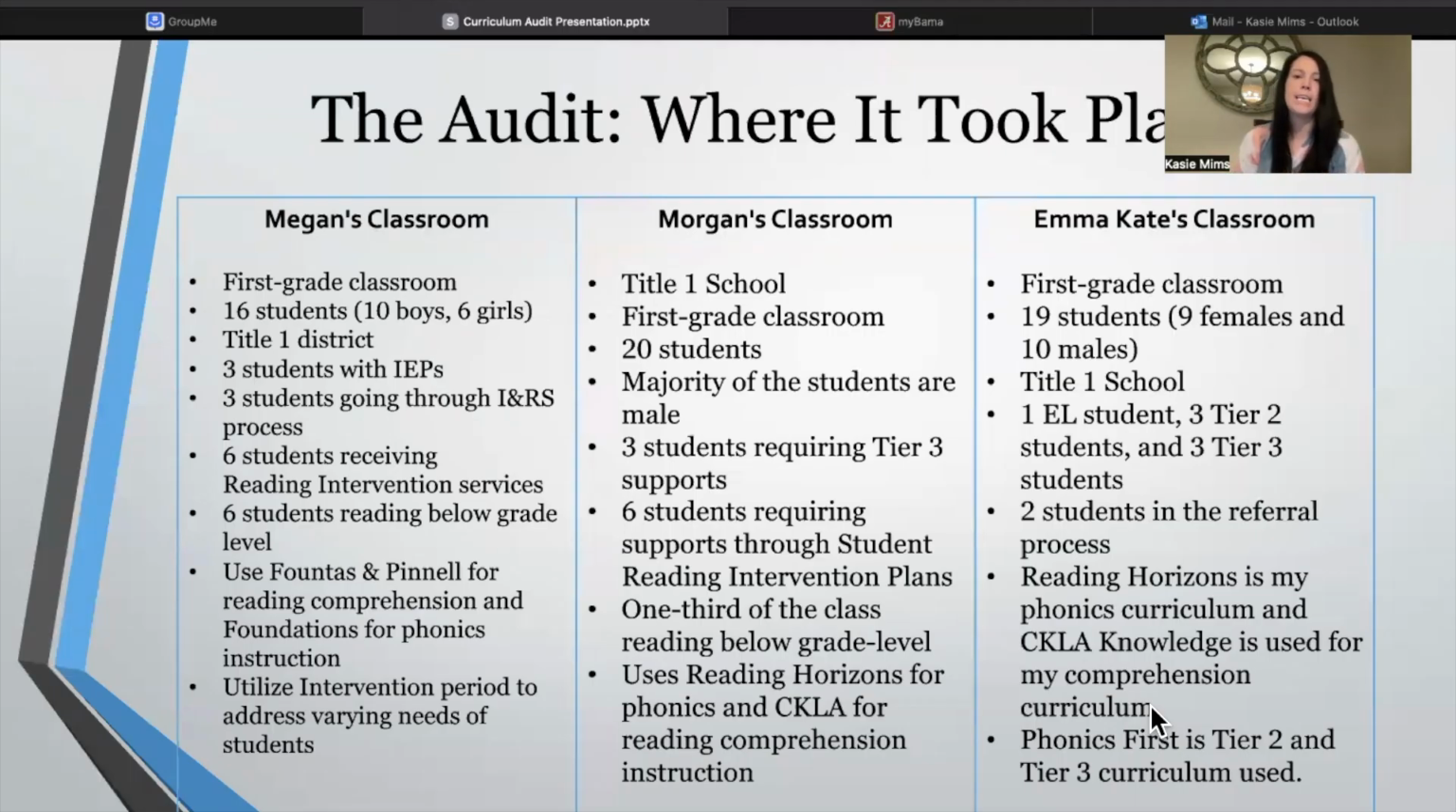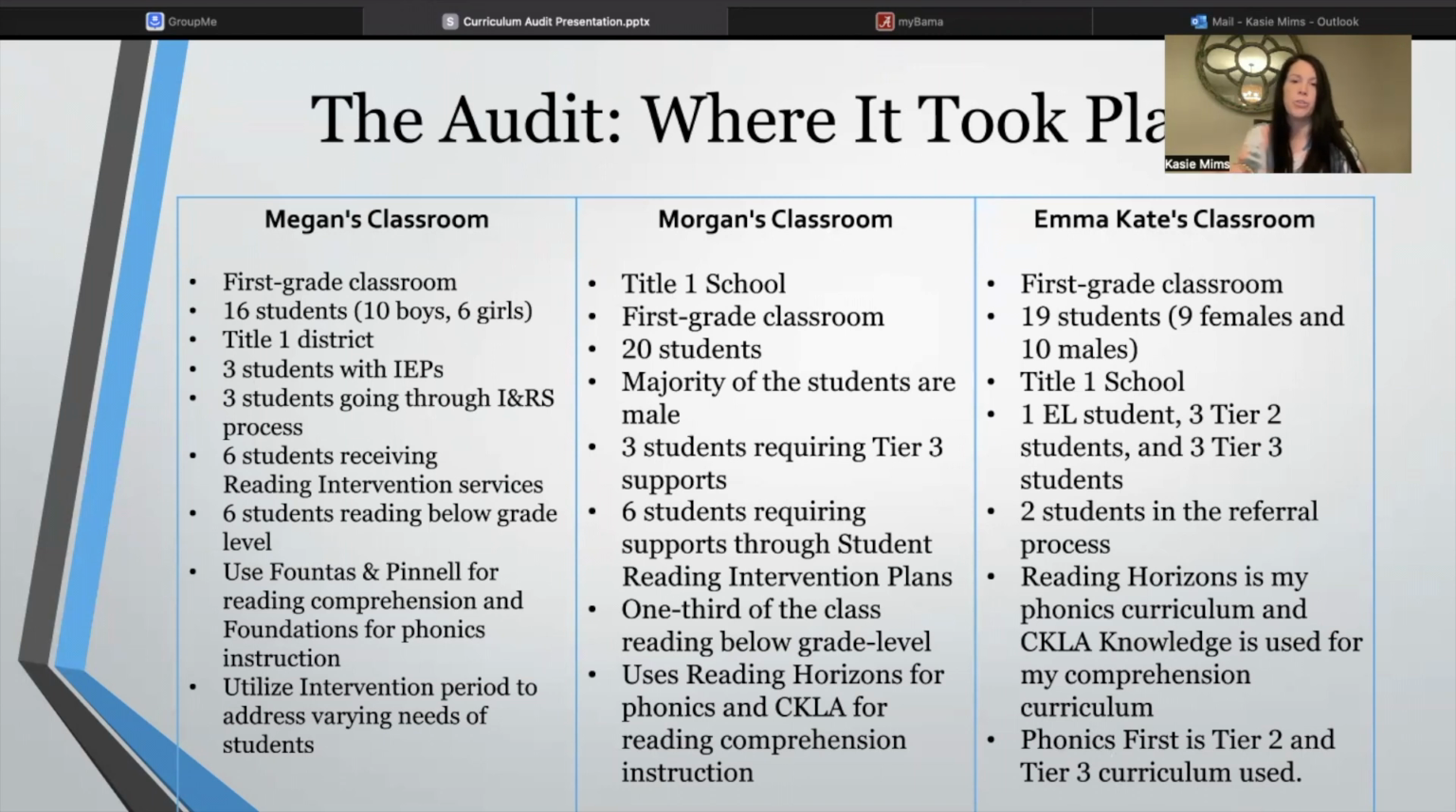The audit took place in each of our classrooms. These first 3 classrooms are all first grade classrooms at Title I schools. So Megan's classroom consists of 10 boys and 6 girls. 3 of her students have IEPs and 3 students are going through the INRS process. 6 students are receiving reading intervention services and 6 students are reading below grade level. She uses Fountas and Pinnell for her reading comprehension and Foundations for phonics instruction. And she just utilizes intervention period to address varying needs of her students.